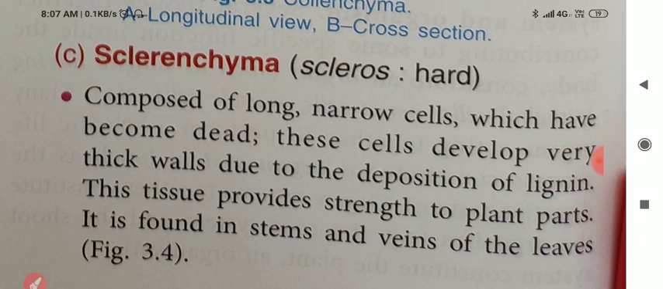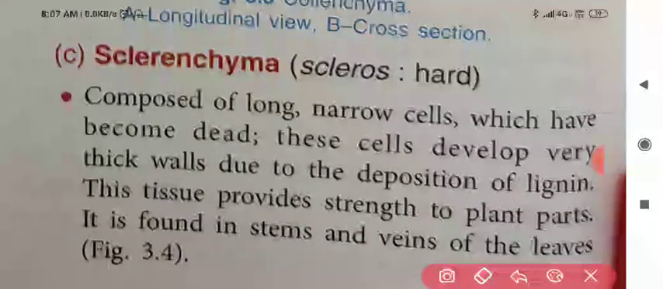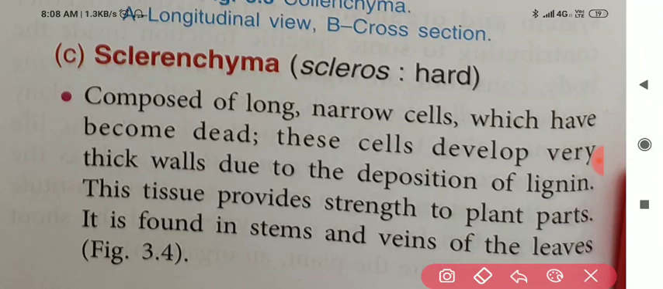Next, we shall discuss the third simple permanent tissue. Sometimes it is asked in the exam: name three simple permanent tissues. All the students must write this question. In simple permanent tissue, you have to write these three names: parenchyma, collenchyma and last sclerenchyma.